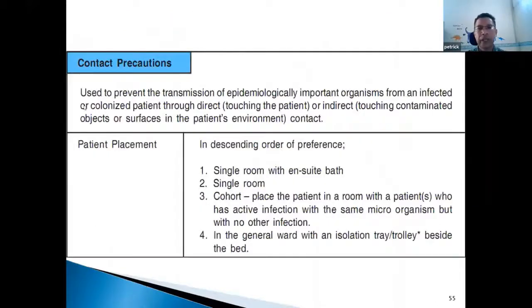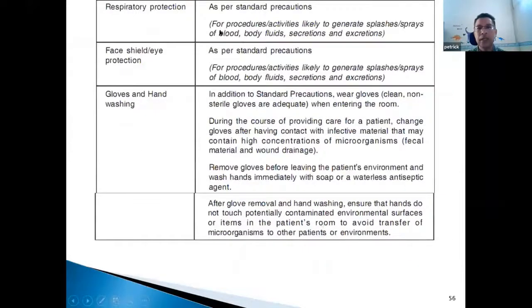And finally, contact precaution is usually for blood spillage. If you can get a single room, it's okay. Like I said, mostly that doesn't happen. Then usually they end up in the general ward, and usually it is standard precaution in terms of gloves, face protection, and respiratory protection, only when you have spillages. So these are the three precautions that we do when we are dealing with viruses.